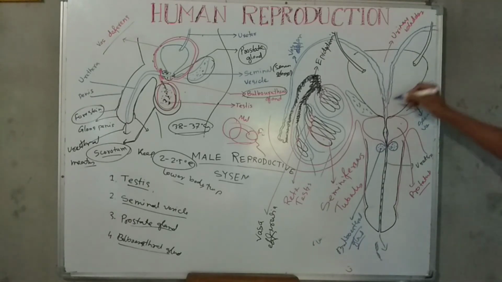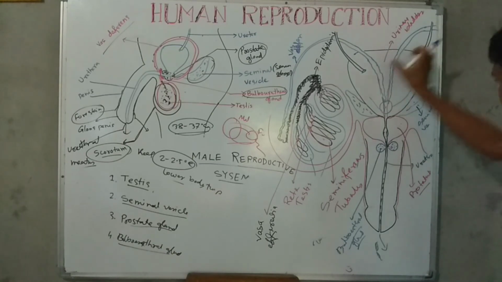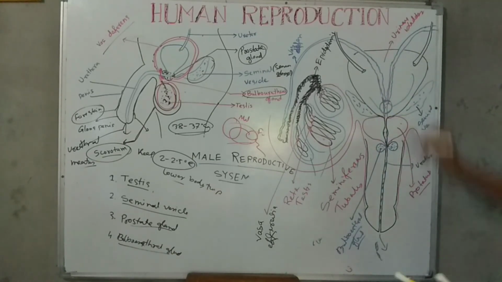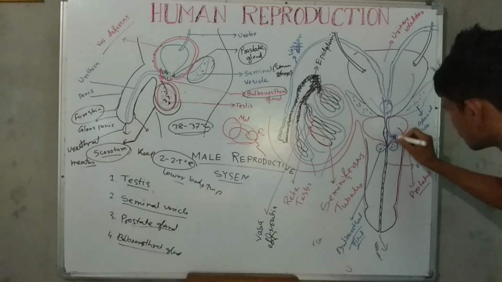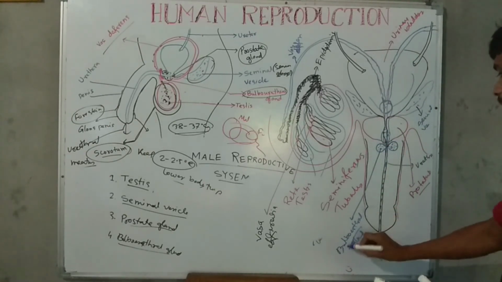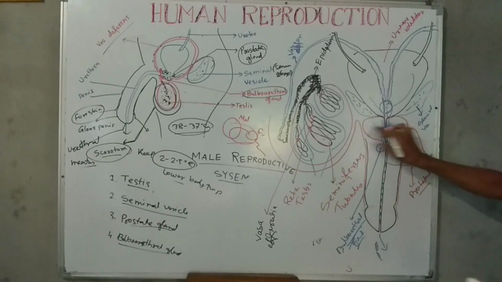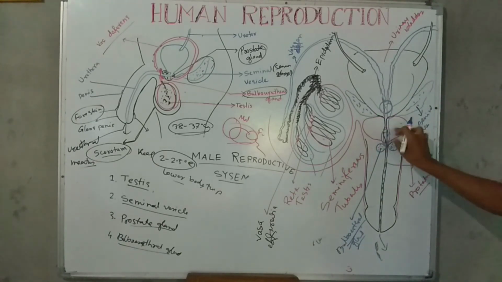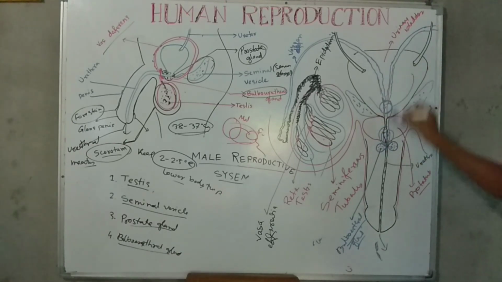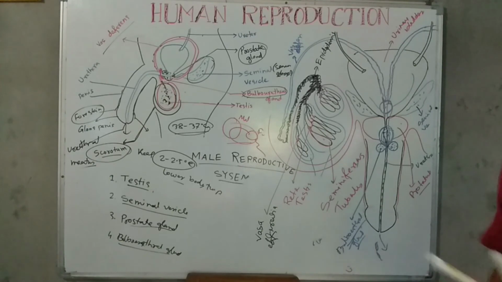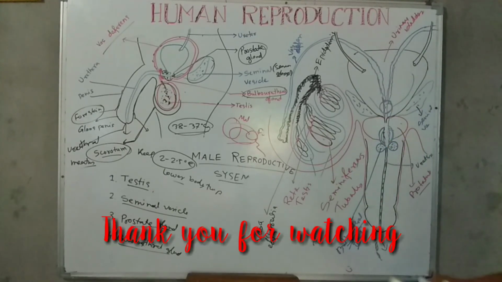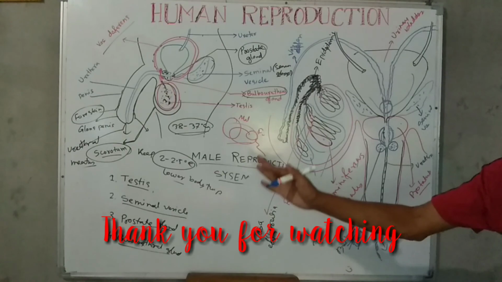Also here is the joining from the urinary bladder. This joining is below the bulbourethral gland and prostate gland. In this part the urinary system and the reproductive system join, so from here it is a common path. Okay, I hope you have understood this. This is the basic diagram of the male reproductive system.